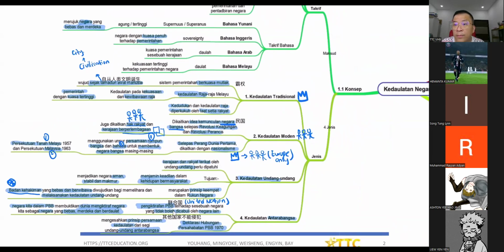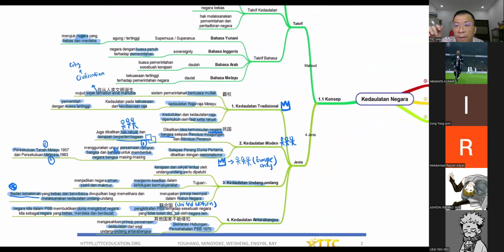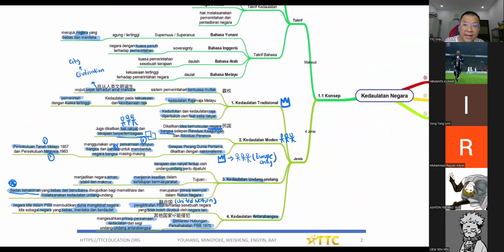You can write the short form. Any short form that exists in your textbook, you can write in the exam, like UMNO, PBB, VNQDD. Okay, cool.